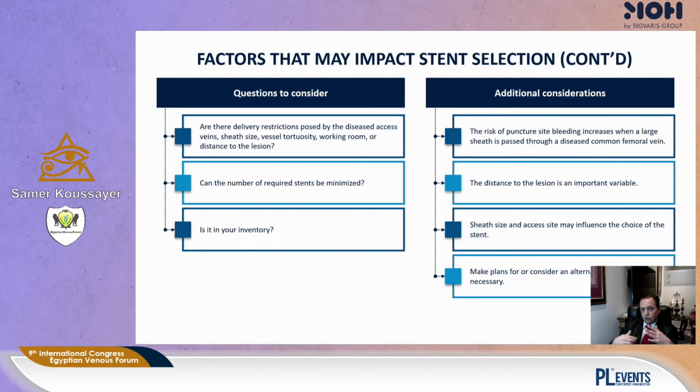Then you may have to go from the popliteal or even from the tibial vein if you are dealing with a lesion close to the common femoral vein. The sheath size and access site may influence the choice of the stent. And finally, make plans for, or consider, an alternative access site if necessary. Again, if you think you are going to be very close to the stent deployment area, try to use a distant access site like the popliteal vein or sometimes even the tibial vein.